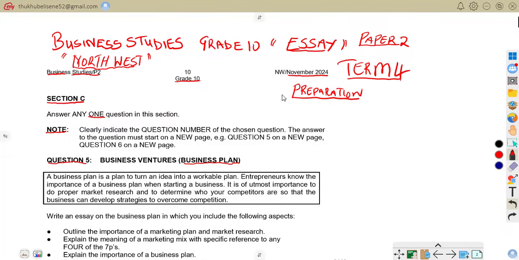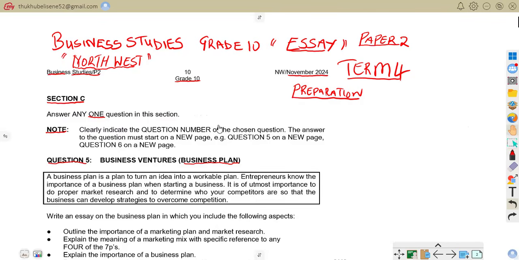So we are going to try by all means to revise this essay together, trying by all means to prepare for the term 4 examination that you are going to write soon in November. So let us be together from the start of this presentation to the end of it.